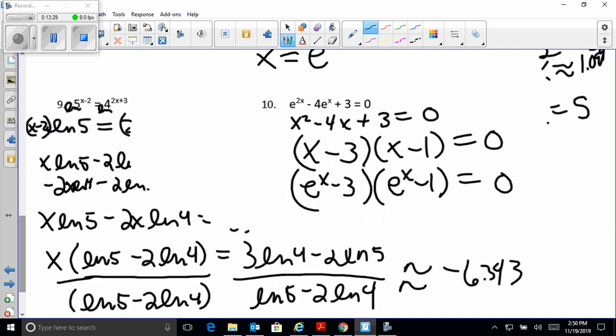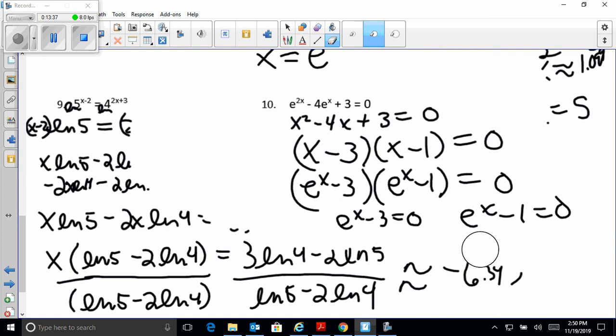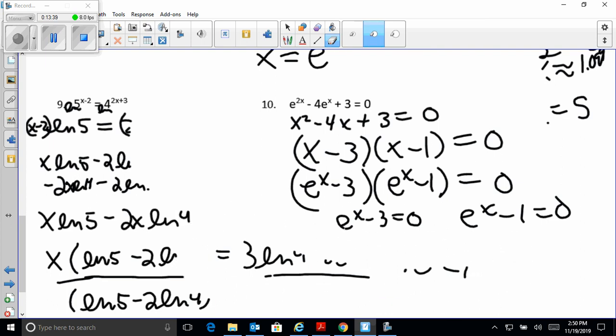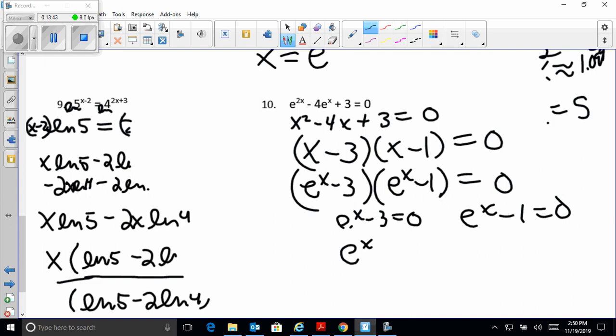Set those equal to 0. So e to the x minus 3 equals 0. E to the x minus 1 equals 0, just like you would do with the quadratic. So e to the x equals 3, and e to the x equals 1. Now I need to solve those.